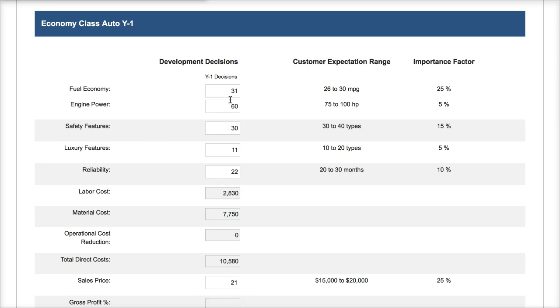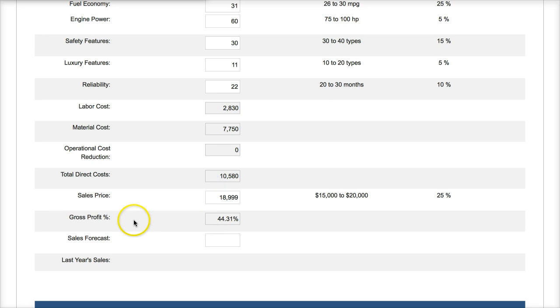I'll put in a sale price, and then it will tell me the gross profit margin. Now you start out at 40%, so all cars should be higher than 40%. So now we have the sales forecast.